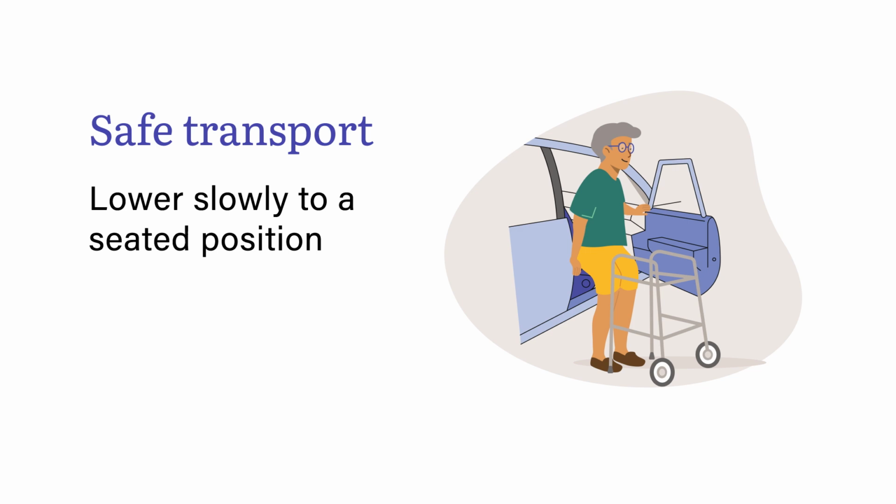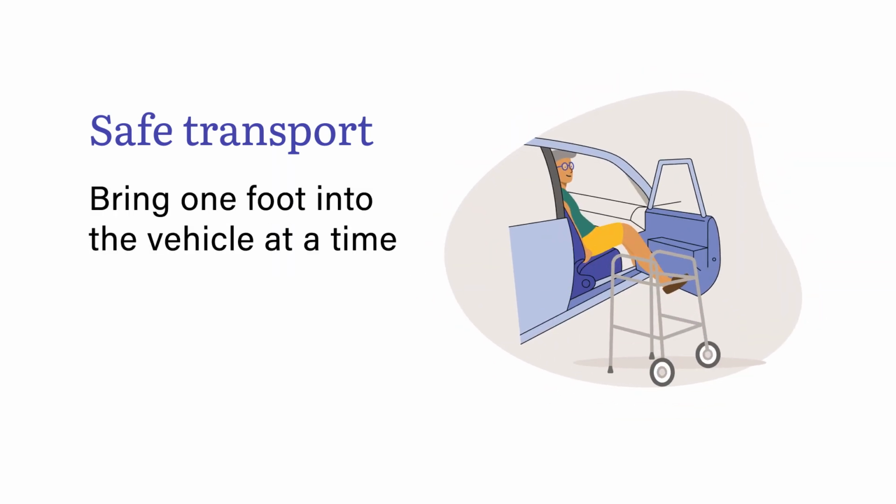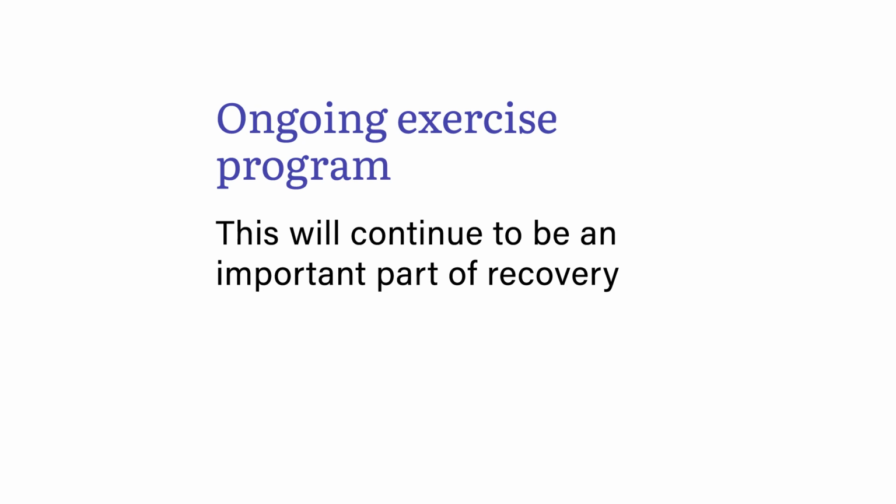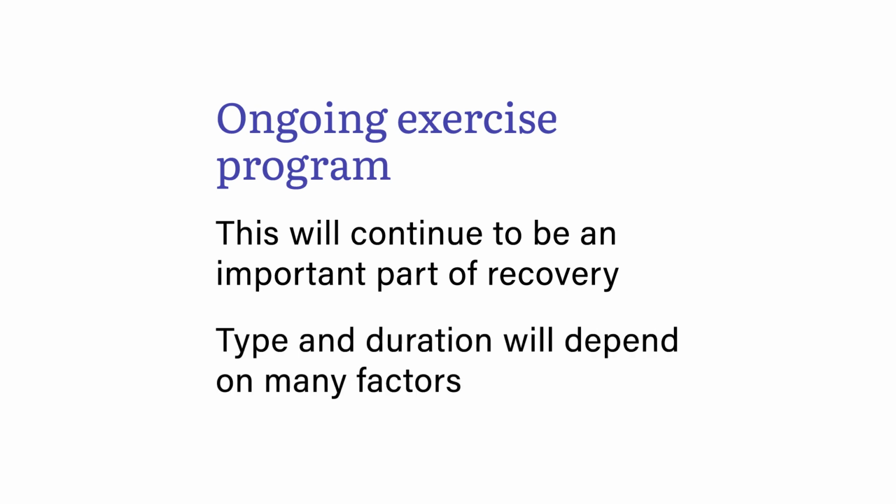Slowly lower to a sitting position. Scoot your hips back until you are securely on the seat. Leading with your hips, bring one foot into the car at a time until you are facing forward. You may want to recline the seat to increase the ease of lifting your legs. You can also keep the seat slightly reclined while you are riding in the car if it is more comfortable for you. An ongoing mobility or walking program will continue to be an important part of your recovery. The type and duration of therapy services after surgery will depend on many factors.